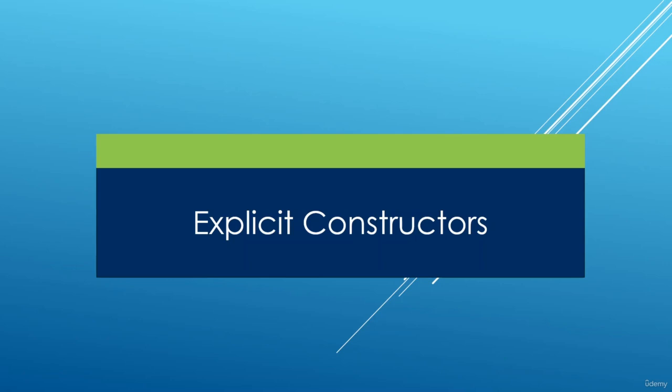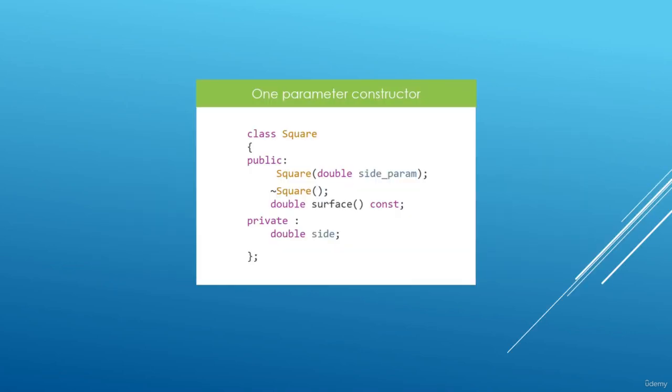In this lecture, we're going to learn about explicit constructors. And to really drive the point home, we're going to look at a simple example. Here is a class which is called square. It is going to be modeling a square.